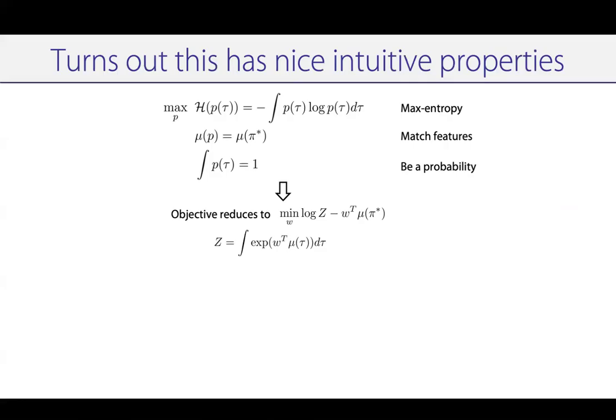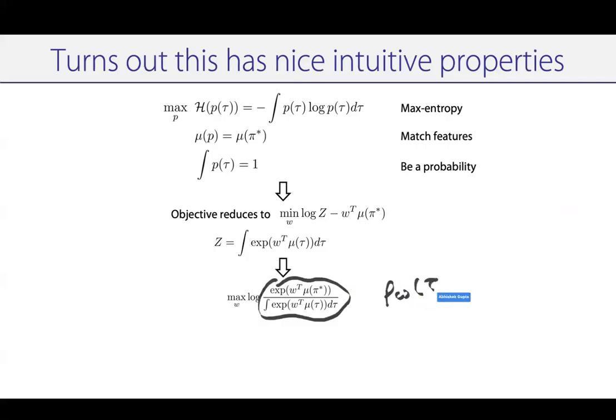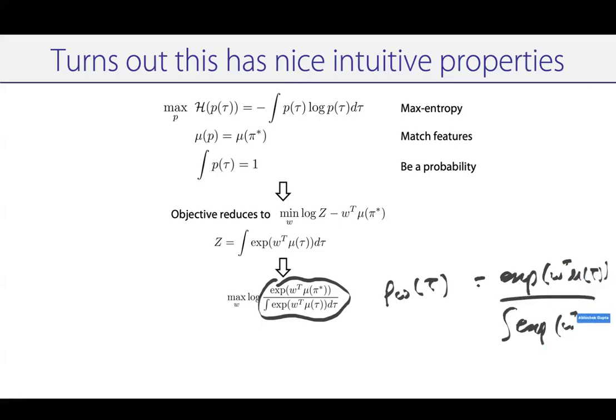And so you can see that this objective essentially simplifies to something like this, which says we want to maximize the log likelihood of this probability distribution. Let's call it p_W of tau, where it's saying that the likelihood of a trajectory is equal to the exponential of W transpose mu tau over the integral of exp W transpose mu tau. So it's what you call the softmax, right?